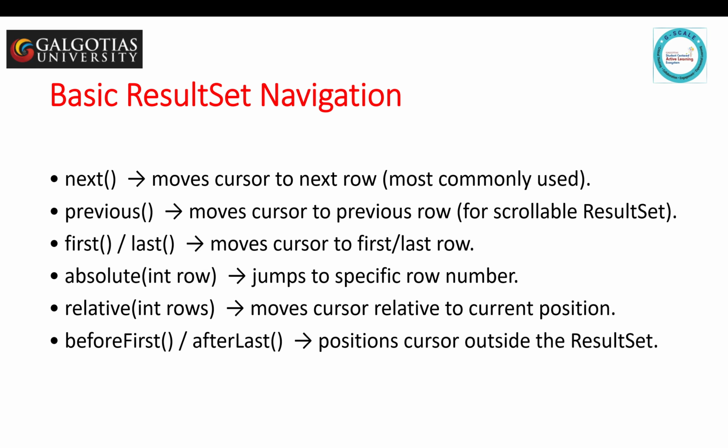These are the main navigation methods. Next method moves to the next row. Previous method goes back. First and last method go to the first or last row. Absolute method jumps to a specific row. Relative method moves relative to the current position. And before first or after last methods position the cursor outside the result set.